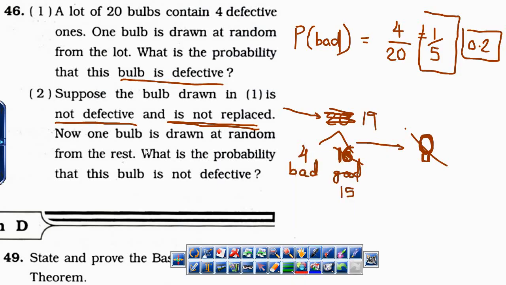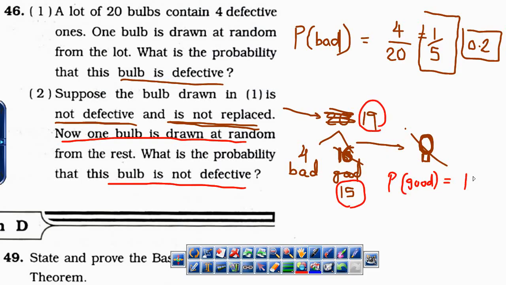Question is, now one bulb is drawn at random. What's the probability the bulb is not defective? Probability of not defective bulb means good bulb is 15 good bulbs out of 19. Very unique sum. Do it carefully and understand it.